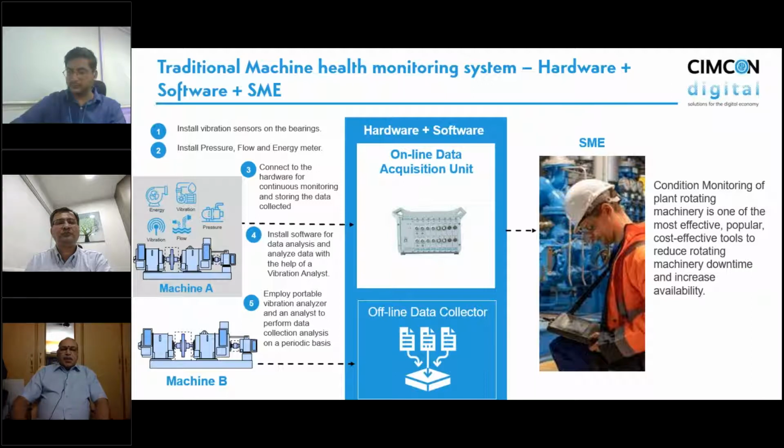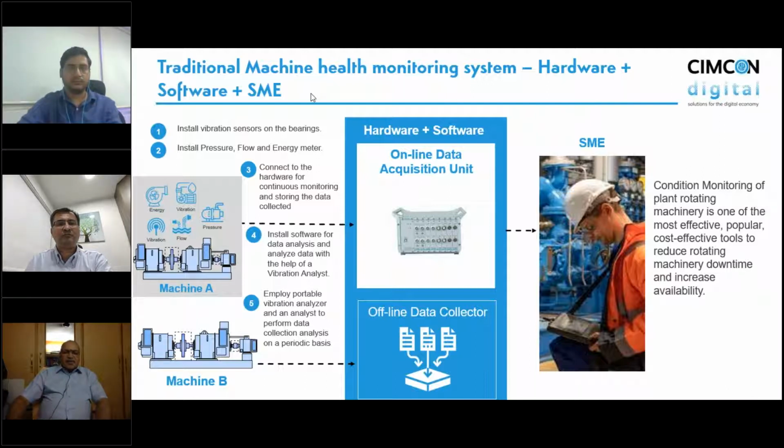Here I would like to touch upon the present, traditional way the machine health monitoring system exists in all the industries where rotating machines exist. Fundamentally, it consists of three elements: the hardware, software, and a subject matter expert or a vibration analyst. So these are the three key elements in carrying out machine health monitoring through vibration analysis.